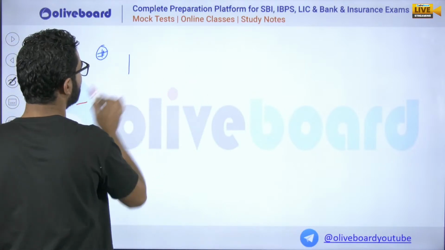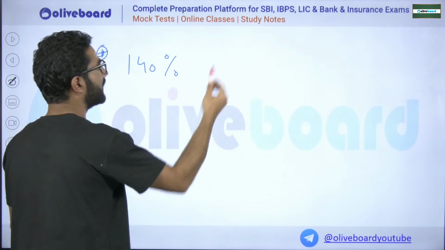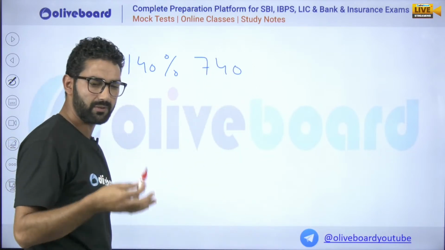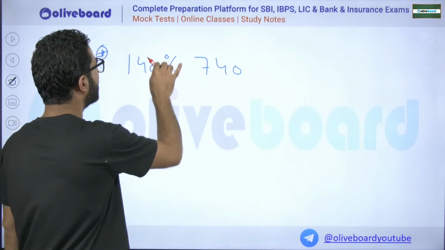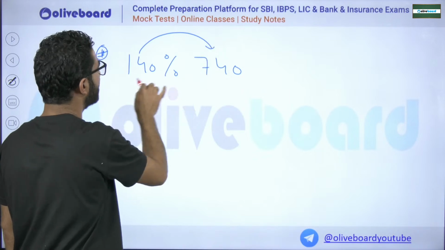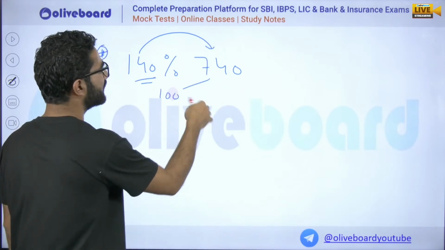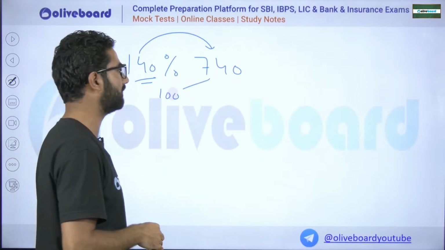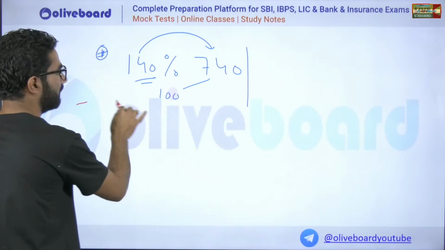Sometimes, if I say that I have to calculate 140 percentile of any bigger term, like 740, it will be quite easy if I first calculate 100 percentile of this value, then calculate 40 percentile also, and then add them and we will get the exact value. That is called splitting the percentile value.